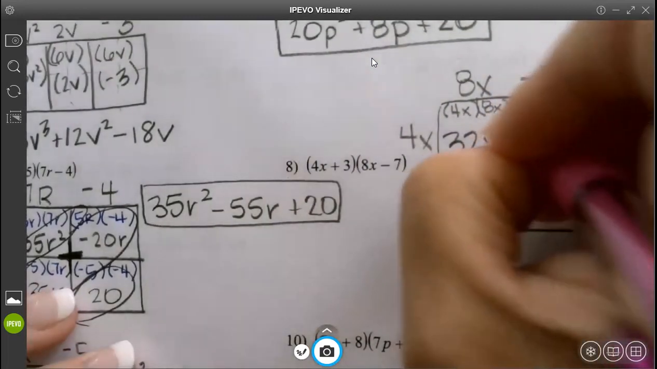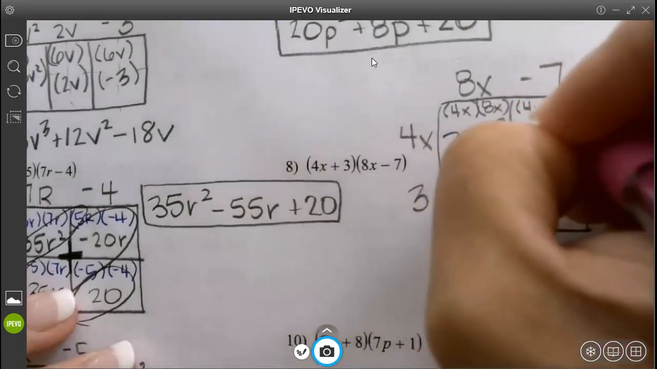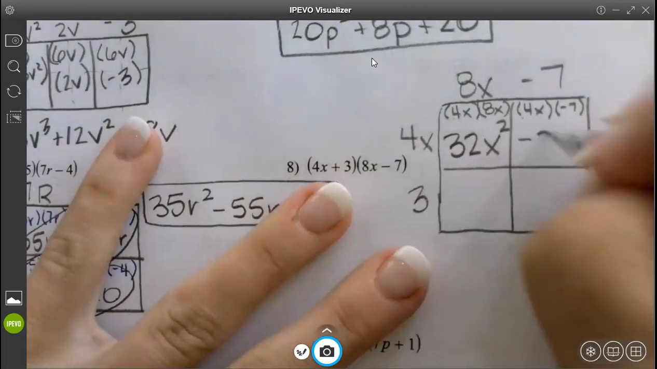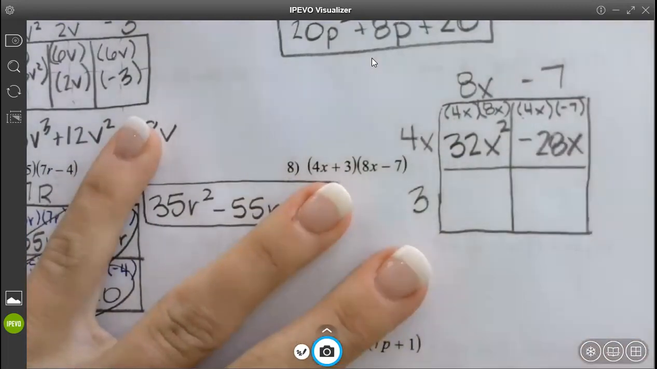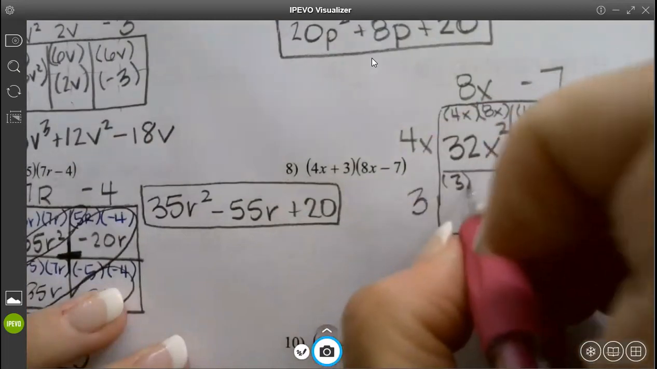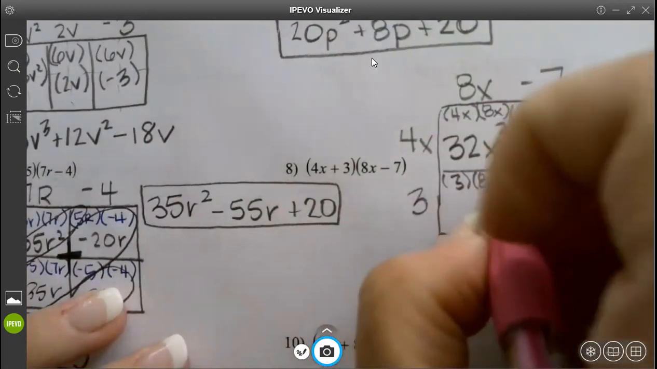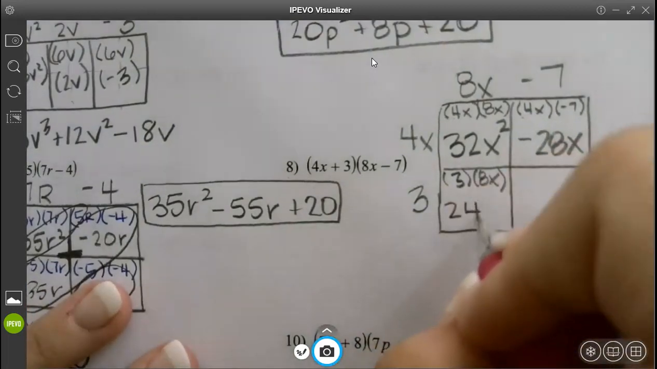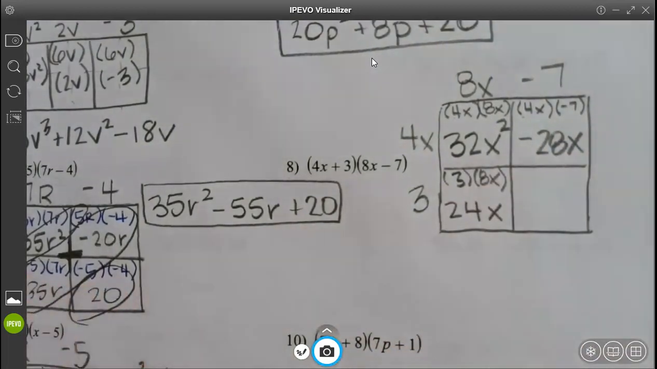In the next box, you have a 4x and a negative 7. 4 times negative 7 is negative 28. And there's only 1 x in that box. In the bottom, we have a 3 and 8x. 3 times 8 is 24, and they only have 1x.